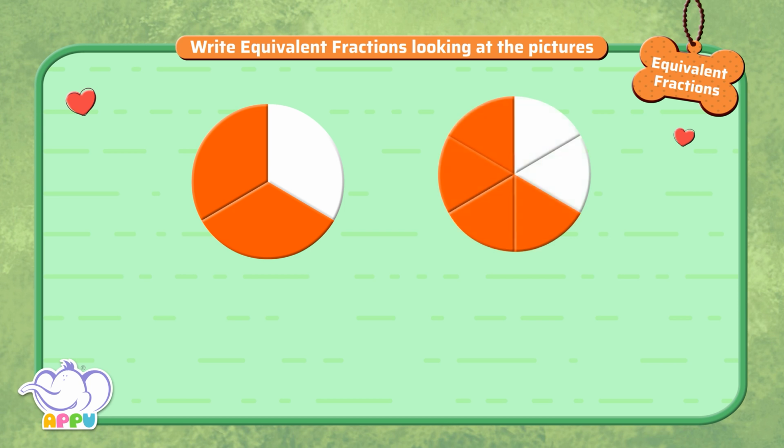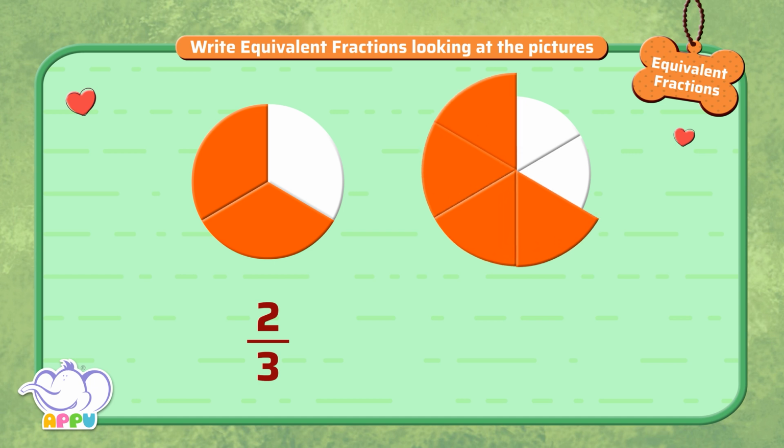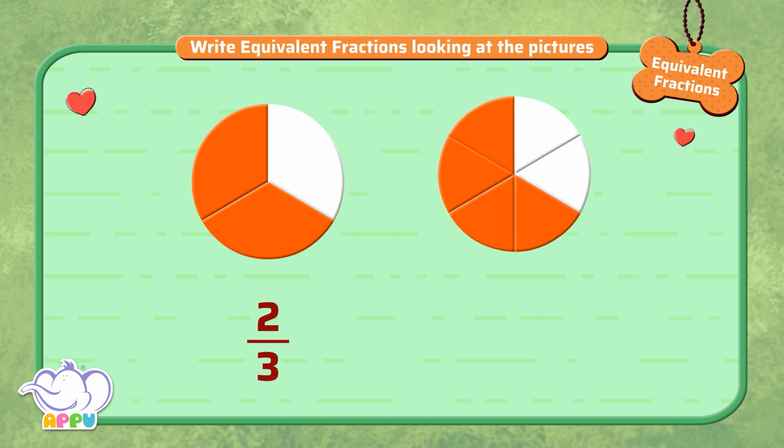In the first picture, 2 parts are shaded out of 3 parts. So we write it as 2 by 3. In the second picture, 4 parts are shaded out of 6 parts. So we write it as 4 by 6.